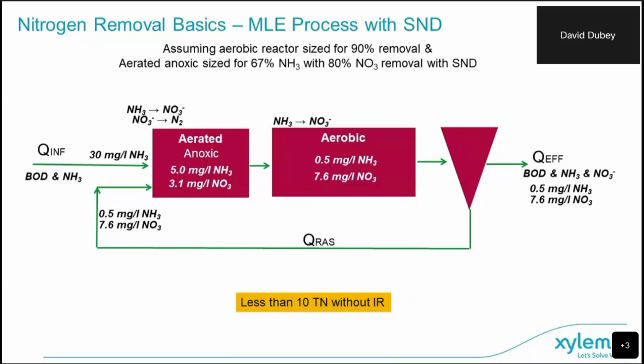Then in the aerobic basin, if we get 90% of the treatment of the remaining ammonia, that gets us down to 0.5, and the ammonia that was converted gets added to this 3.1, so our total nitrates then in that tank is 7.6. So that means our effluent is around 8.1 nitrates plus ammonia. So we're less than 10 TN, assuming we have only about 1 milligram per liter of particulate and dissolved organic nitrogen. Will be less than 10 TN without any internal recycle. And for many places that may be sufficient.